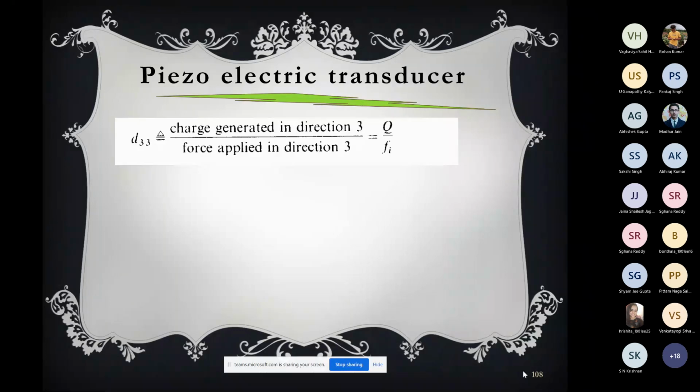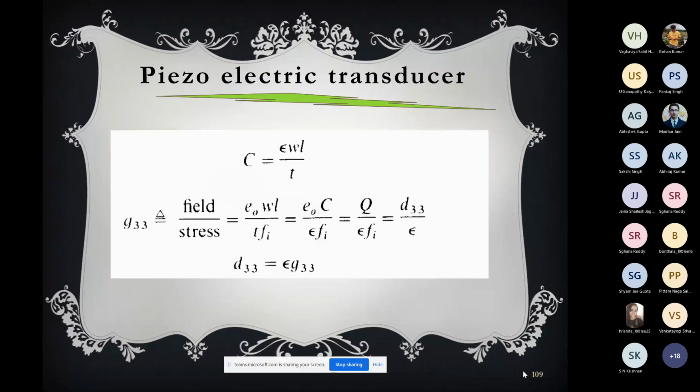D33 and G33, they both are dependent, but let's know what is G33. So G33 or G11 or G22, it is a G constant. What do you mean by the G constant? Suppose G33, that means the field produced in direction 3 divided by the stress applied in direction 3. Now suppose you see the first figure again.